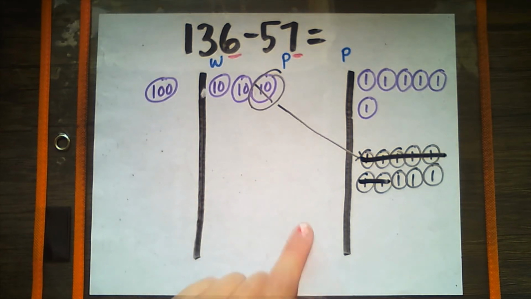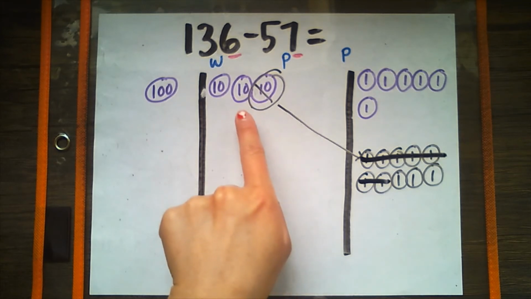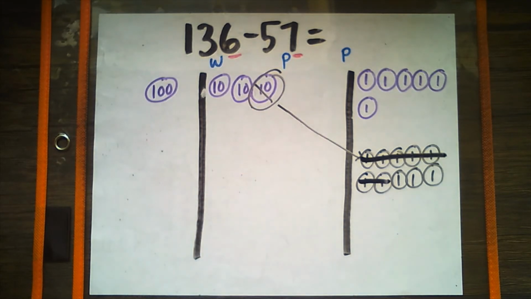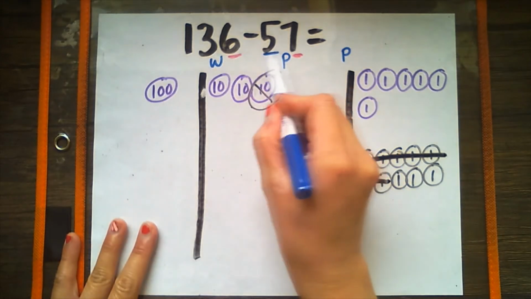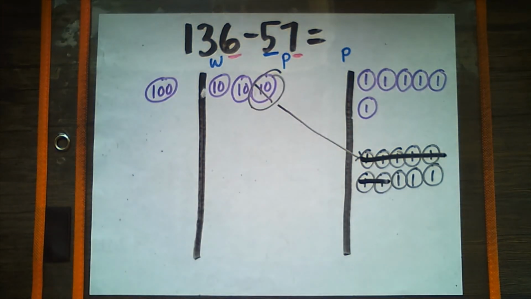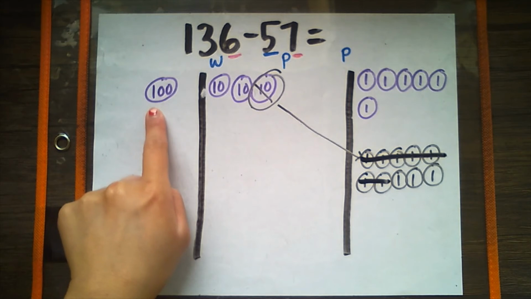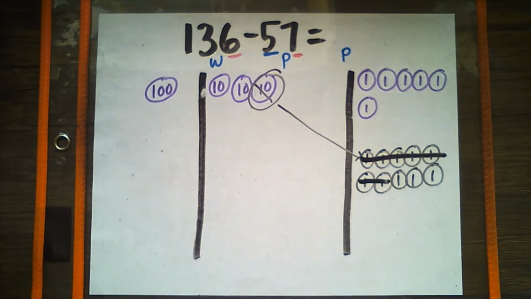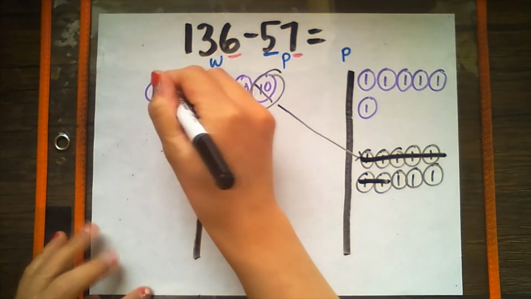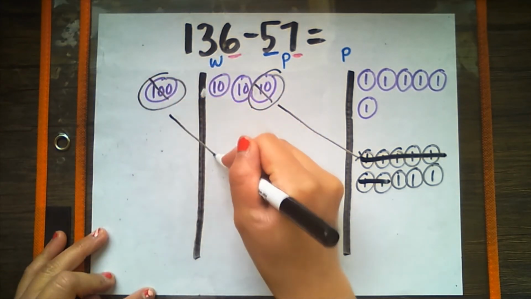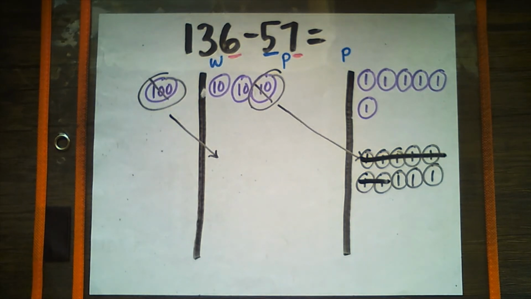Can we subtract 5 tens from 2 tens? Let me ask that again. Can we subtract 5 tens from the 2 tens here? No, we cannot. What do we need to do? We need to unbundle the 100 to change that 100 for 10 tens. Let's go ahead and do that. We need to unbundle this 100 and change it for 10 tens.